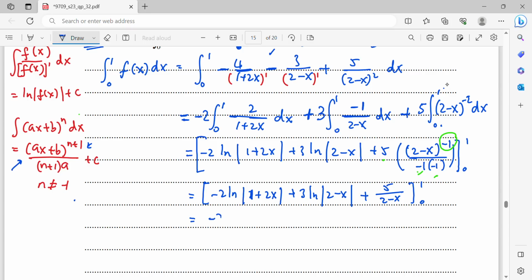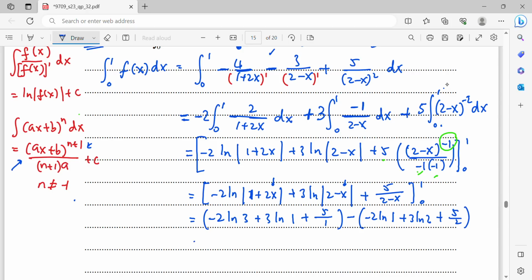So now we can replace the x by 1 first. Then you will get minus 2 ln 1 plus 2, it will be 3, plus 3 ln 2 minus 1 is 1. Then plus 5 divided by 2 minus 1 is 1. Okay, then minus when the x is 0. So negative 2 ln 1, because x is 0. So for the next term, it's going to be plus 3 ln 2. And then the last term is 5 over 2.